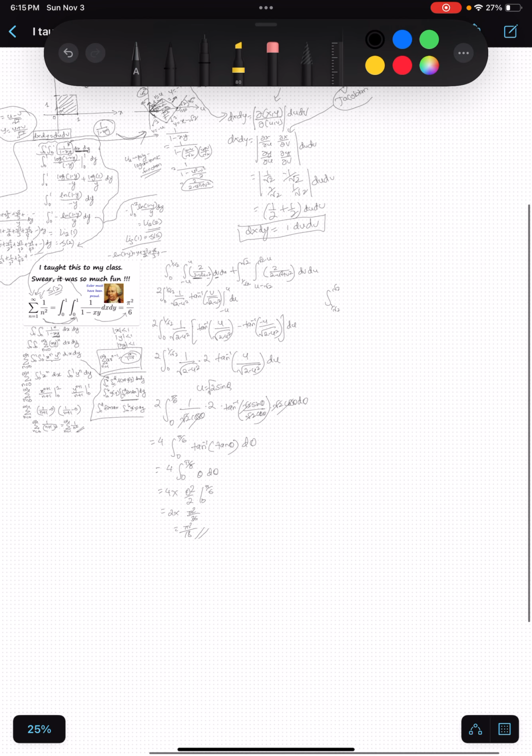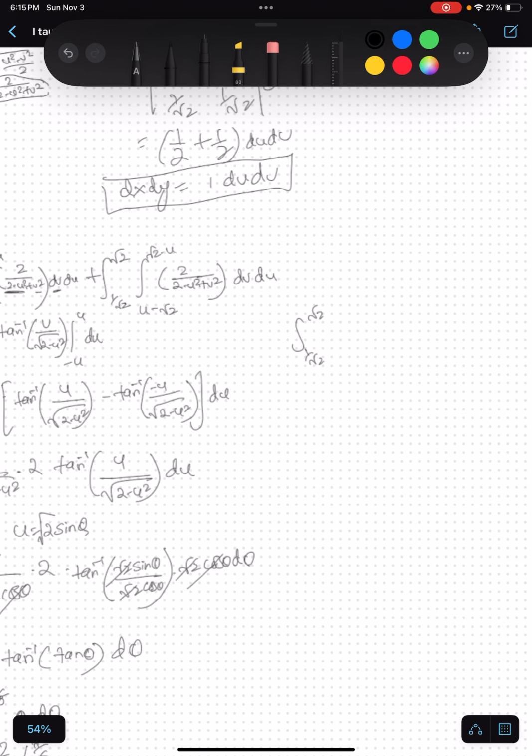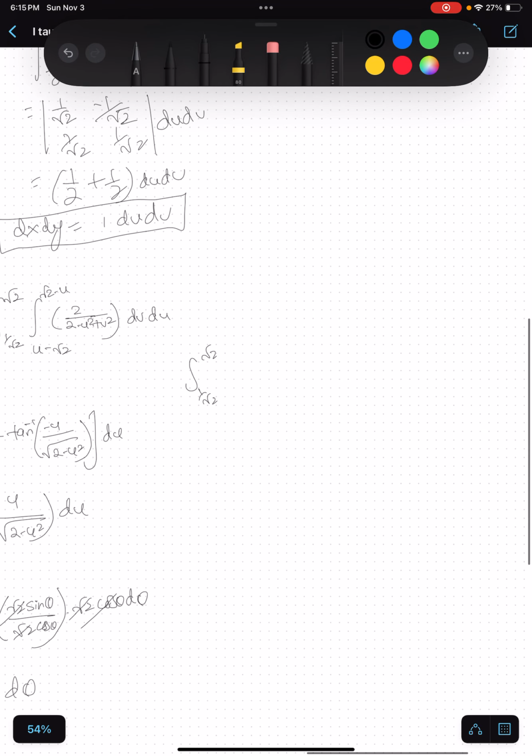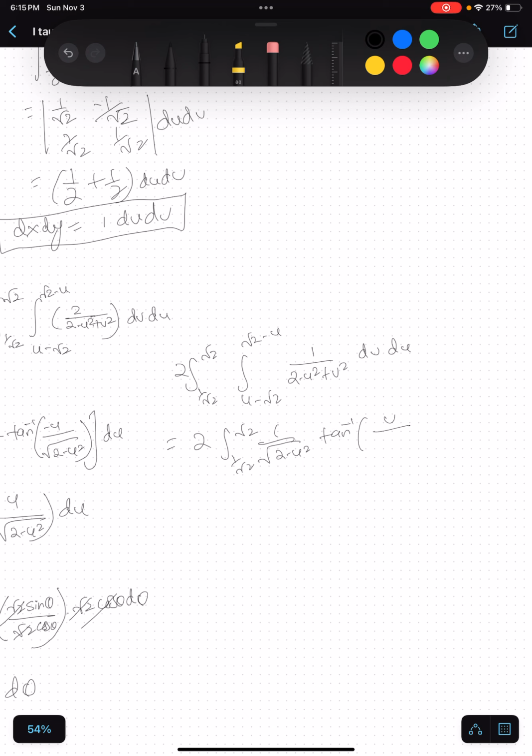So let's do it. The integral is from -√2 to √2, the 2 comes out, and then 1 by 2 minus v square. It's similar, so go with the same approach. 1 by √2, 1 by root under 2 minus u square, tan inverse of v by root under 2 minus u square, from -√2 to √2, du.